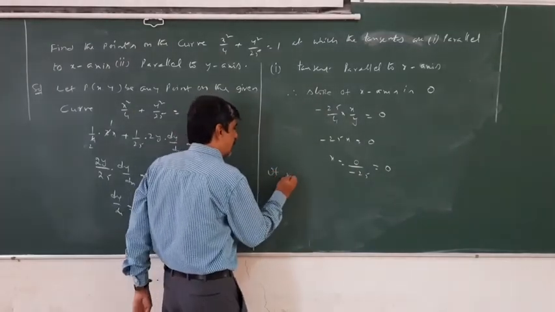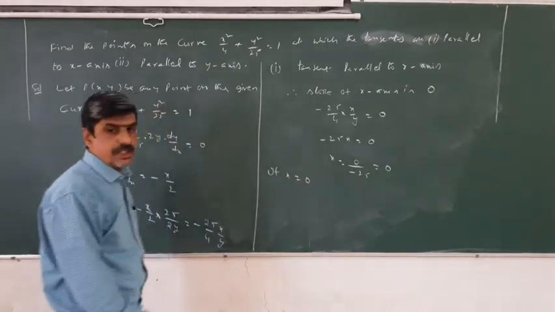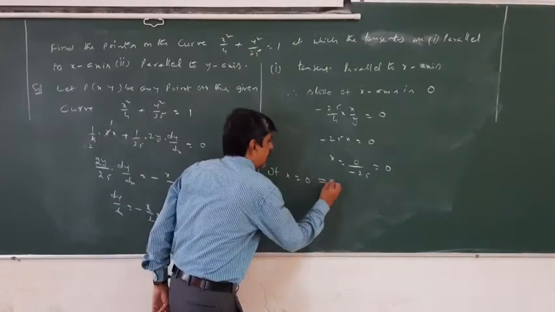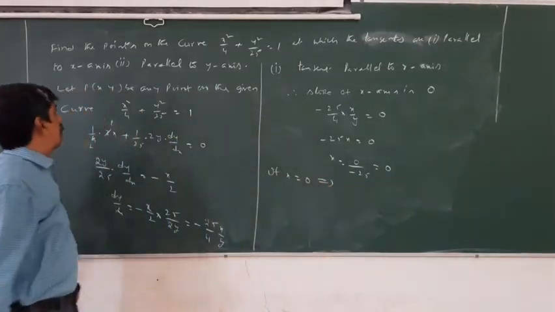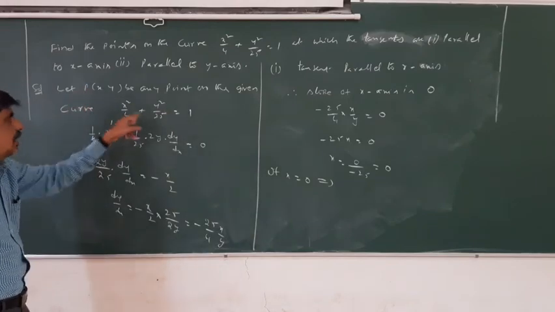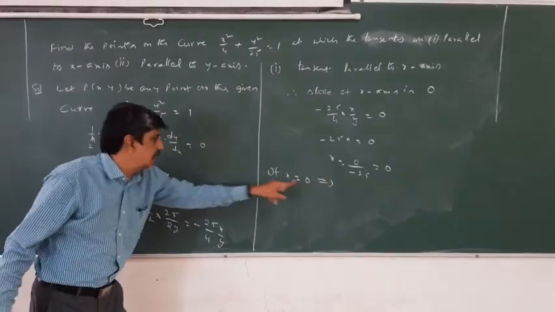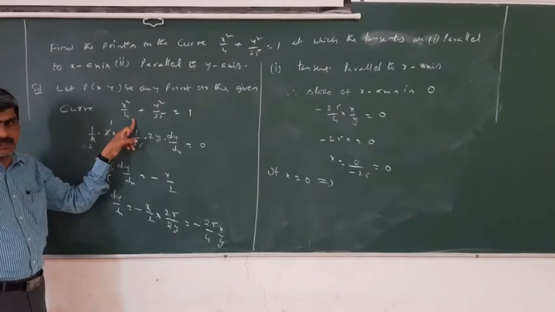So if x is equal to 0, then y value. So P(x, y) is any point on this curve. So substitute x is equal to 0 in the given equation.